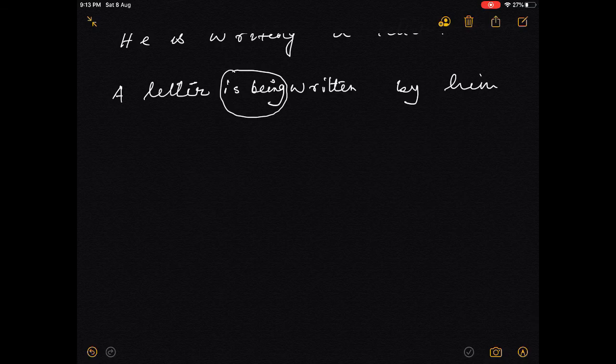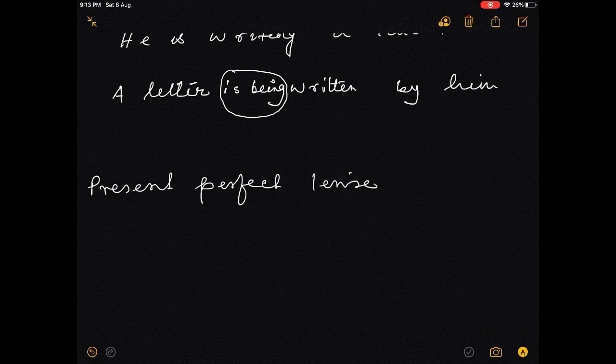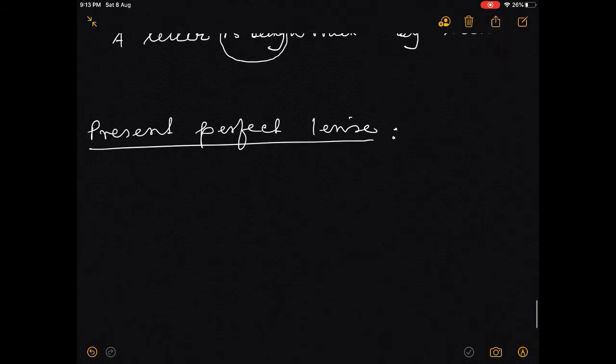Now it is present perfect tense. The present perfect tense, auxiliary verb.